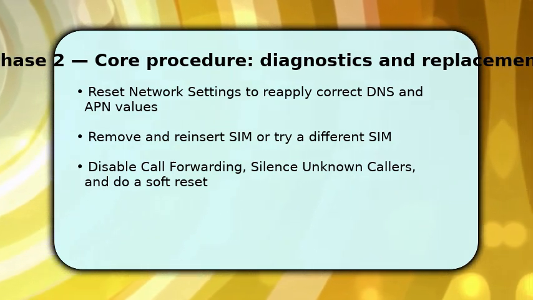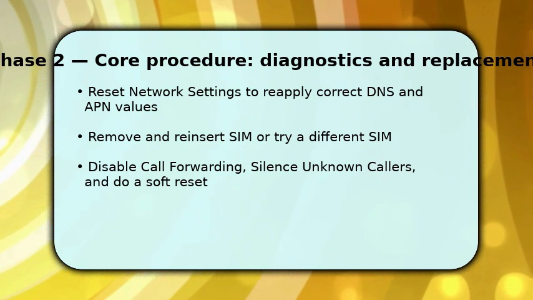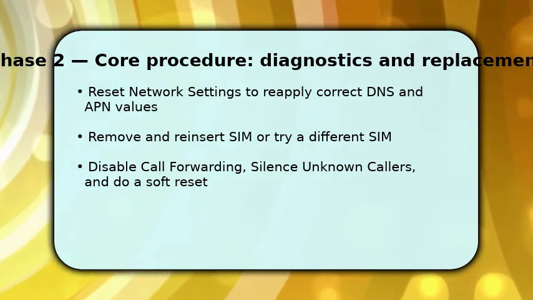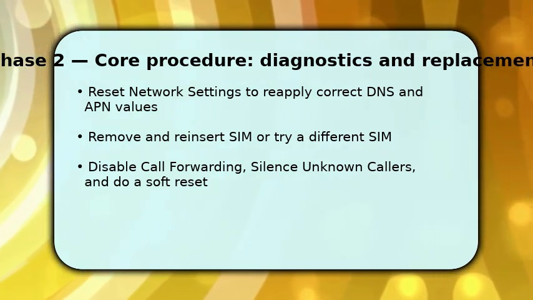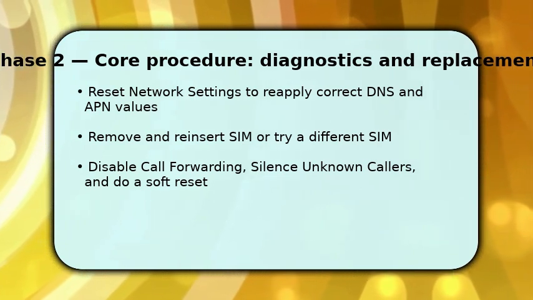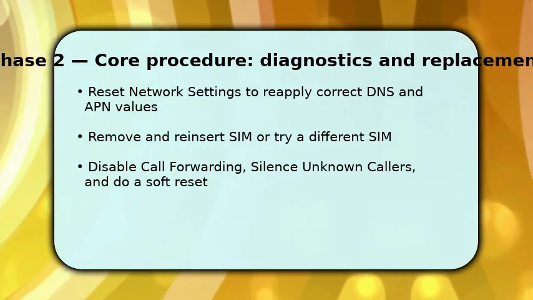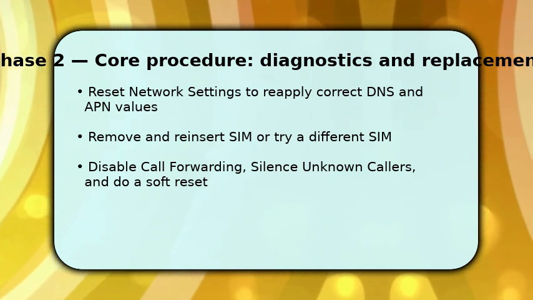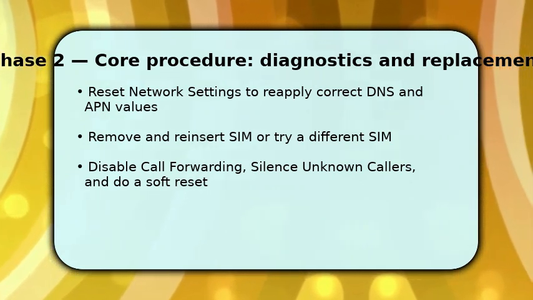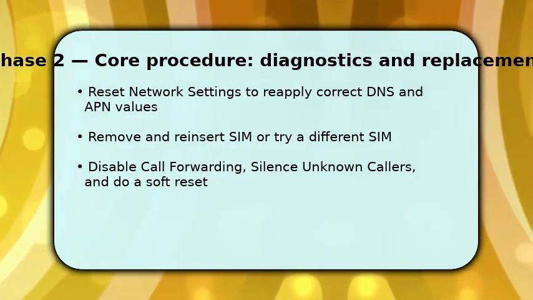If the problem persists, power down, remove and reset the SIM, or borrow another SIM to test carrier issues. Make sure call forwarding and silence unknown callers are off. Then perform a soft reset so the phone reinitializes services and reestablishes clean connections.